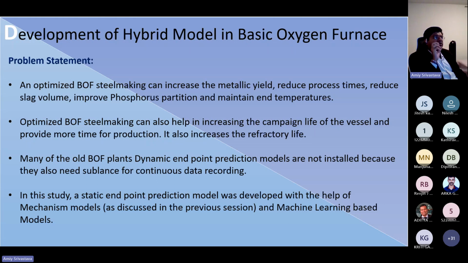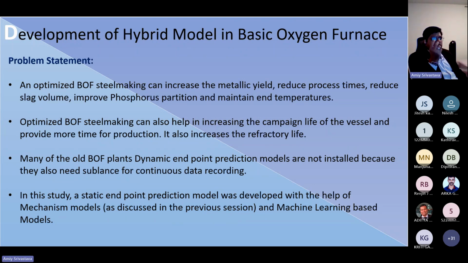Then slag volume has to be reduced. It should not increase, because slag handling is another process taking place over there. Then improve phosphorus partition, and maintain end temperatures. A lot of things we have to take care of. This is another problem statement.